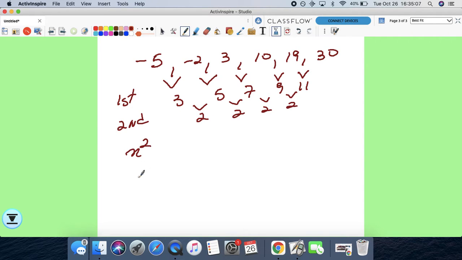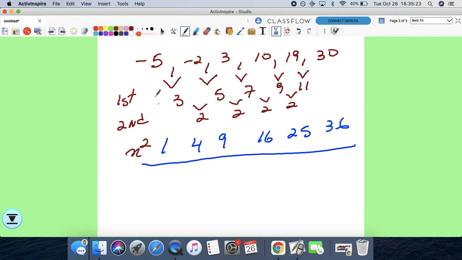It's quadratic, so divide 2 by 2, we get 1. We don't have to write that. And again, by now we know what an n squared sequence looks like. It's just 1, 4, 9, 16, 25, 36. Let's subtract that.